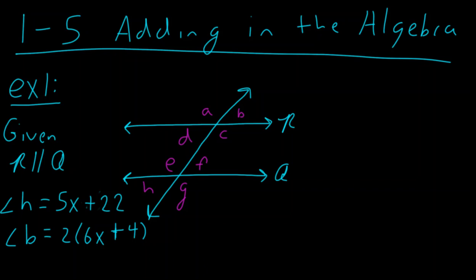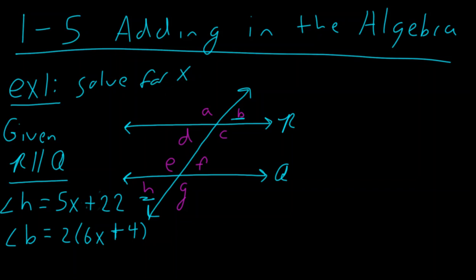Alright, and we're finally getting to add in the algebra. Now let's take a look at our very first example, and it says given line R is parallel to line Q, which is so key, and angle H is equal to 5x plus 22, so there's angle H, and angle B is equal to 2 parentheses 6x plus 4. And let's just go ahead and make this a fairly simple problem. We want to solve for x.